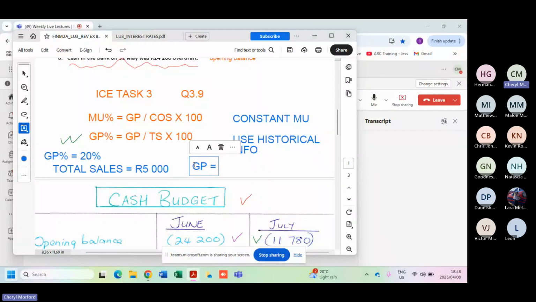So if gross profit percent is 20%, if you understand what GP percent means, it means the percentage that the GP is of sales. So we're going to find 20% of 5,000, which is 1,000. Then if you've got the GP, what's the thing that you also would need to do? You're going to then say that your sales minus the GP is going to give us the cost of sales.